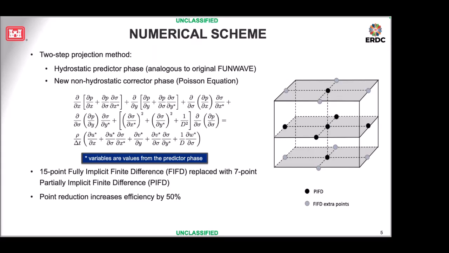Another change that we've made is, if you look at the right figure, originally methods such as NHWave use a 15-point difference stencil. That's these black points plus these gray points. However, we've reduced that using the partial implicit finite difference stencil, which reduces it to 7 points, the 7 black points. One benefit of this is there's not much loss in accuracy, but the numerical scheme is up to 50% faster or more efficient.